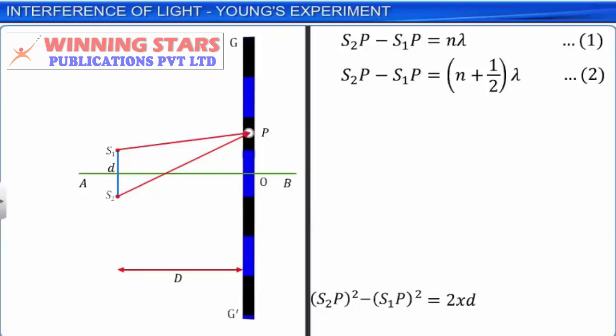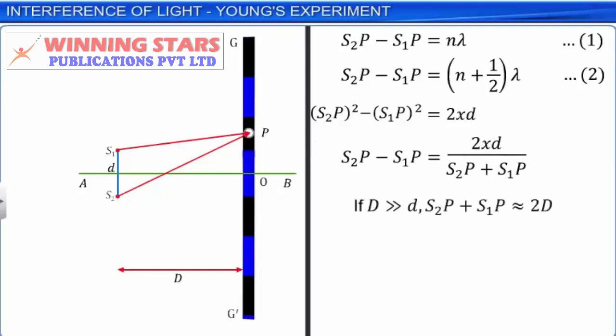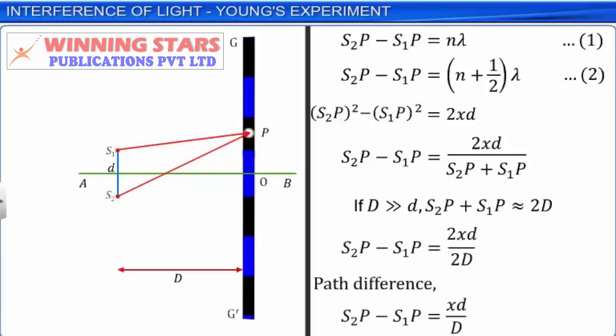This equation can also be written as S2P minus S1P is equal to 2xd divided by S2P plus S1P. If capital D is much greater than the small d, then we can assume that S2P plus S1P is approximately equal to 2D. Then the path difference S2P minus S1P is equal to x into d by D. Let this be equation 3.